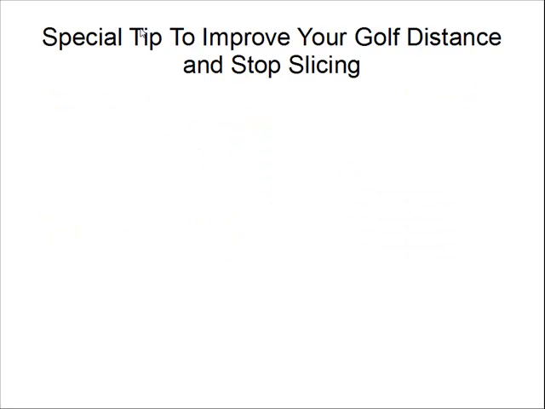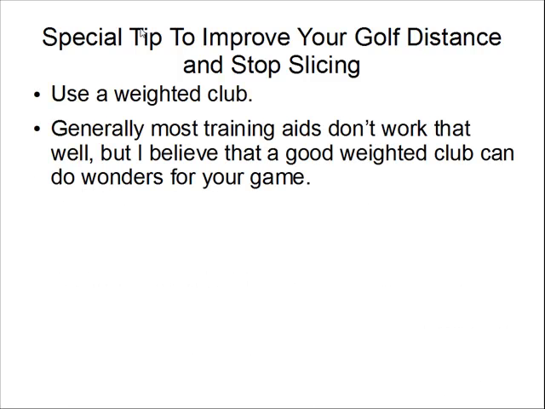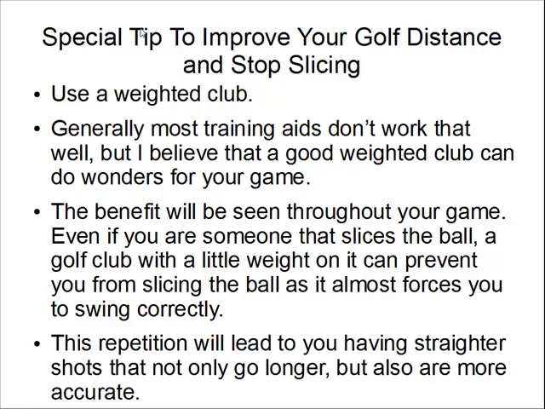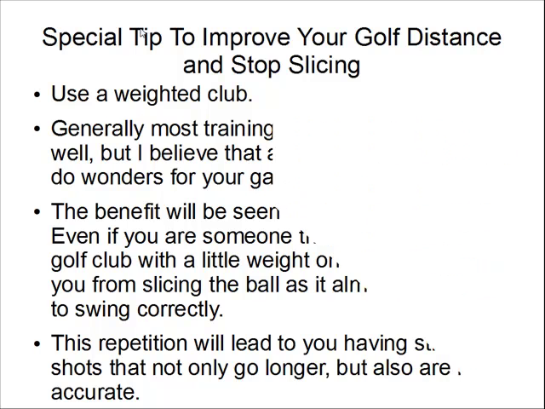And here are some special tips to help you improve your golf distance and stop slicing. Number one is use a weighted club. Generally, most training aids don't work that well, but I believe that a good weighted club can do wonders for your golf game. The benefit will be seen throughout your game. Even if you're someone that slices the ball, a golf club with a little weight on it can prevent you from slicing the ball, as it almost forces you to swing correctly. The repetition will lead you to having straighter shots that not only go longer, but also are way more accurate.